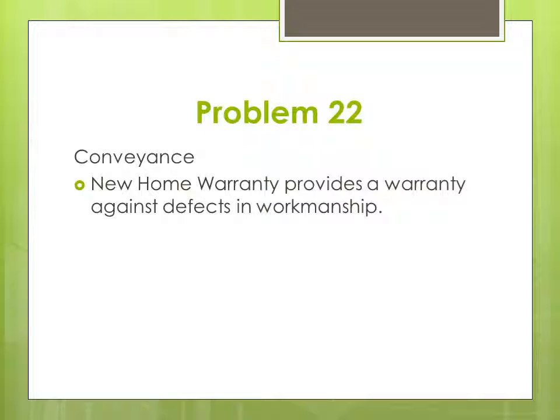Problem 22 is dealing with conveyances as well, and it's specifically talking about the new home warranty, which provides a warranty against defects in workmanship in most states. The question is asking: Joe and Minnie Sixpacks just purchased a new house from the contractor who built it. Under the law in their state, the seller of a new house is required to provide a warranty for at least 1 year against defects in workmanship. Under the typical statute, which of the following is covered by the warranty?